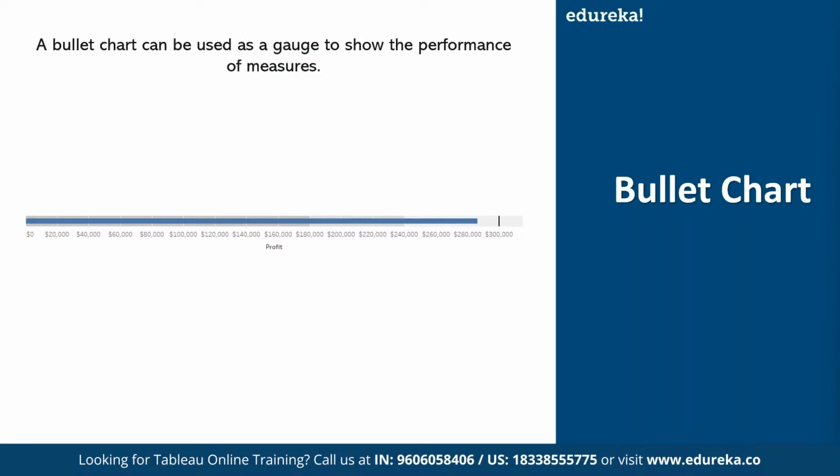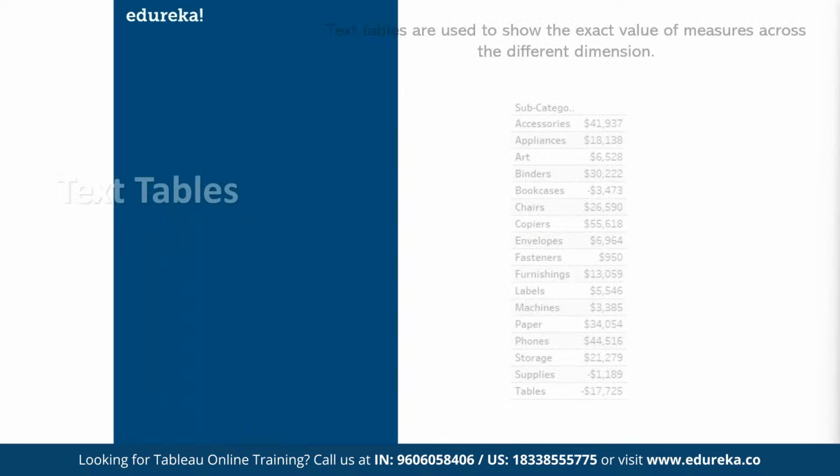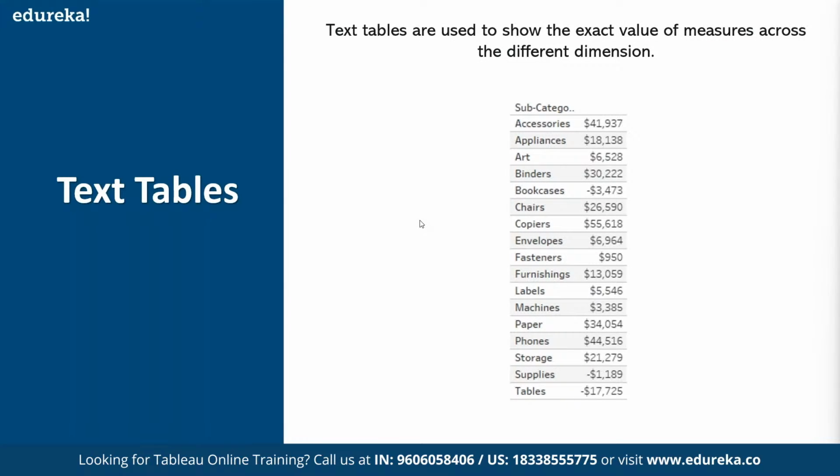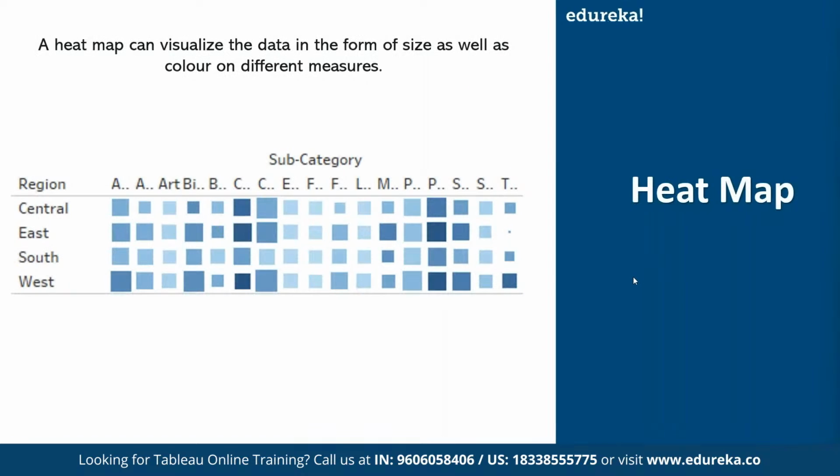Another kind of plot that we have is called a text table. This is an interesting one, and we'll be covering it in our hands-on session. It shows the exact value of a measure across different dimensions. Let's say we have various subcategories, and for all of them I want to check the total amount of profit or loss; I can just create a text table like this. And we have a type of plot called a heat map, which we use to visualize the data in terms of size as well as color coding. So this is about the heat map.